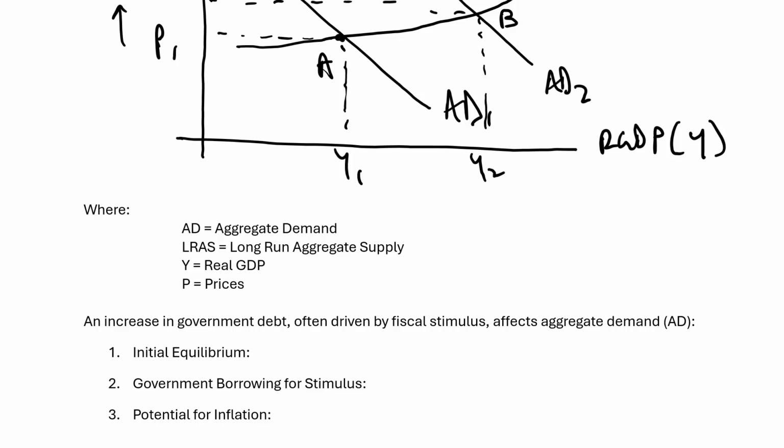Right, so what I've got here is an increase in government debt. Again, we're going to need a bit of commentary to explain what this diagram is about. So here we're saying that an increase in government debt, often driven by fiscal stimulus, affects aggregate demand. It's a three-step thing.